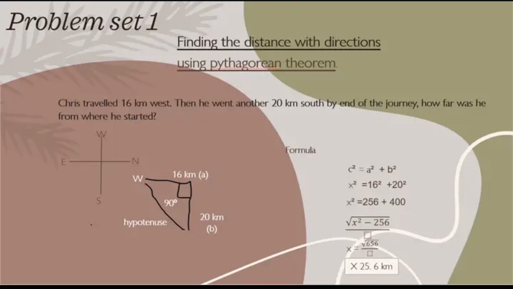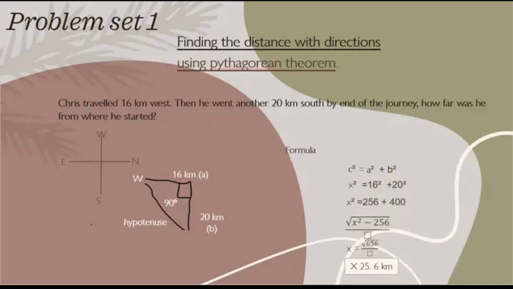Now let us discuss the sample problem. Chris traveled 16 km west, then went another 20 km south. By the end of the journey, how far was he from where he started? Notice the directions below: north, east, south, and west in figure 1. To simplify the sample problem's direction, observe figure 2, where we can see the 90-degree angle from west to south direction. We have 16 km to the west and 20 km to the south.